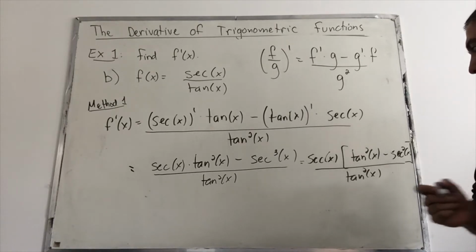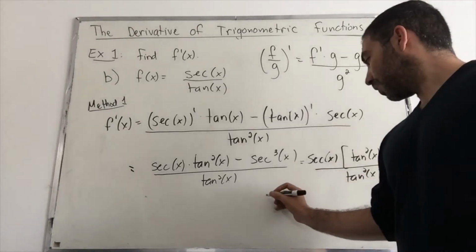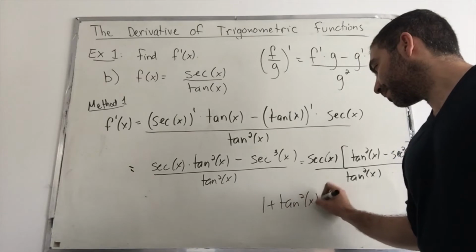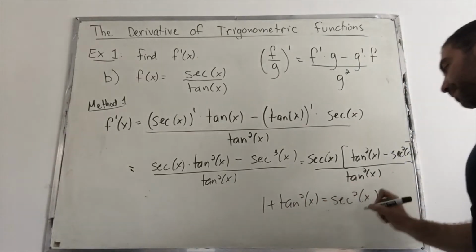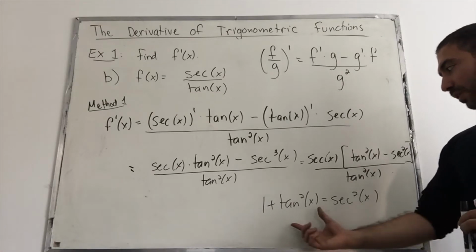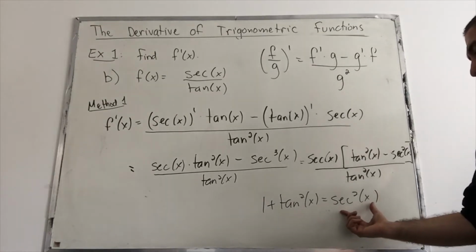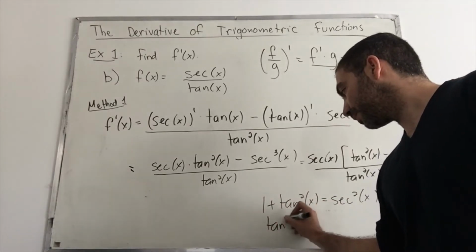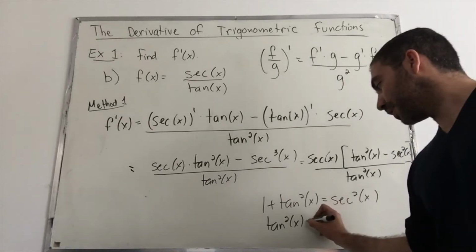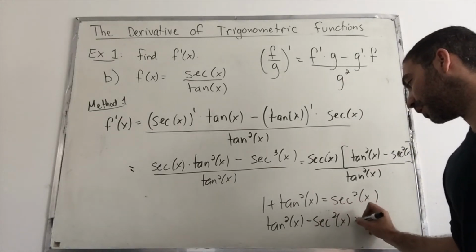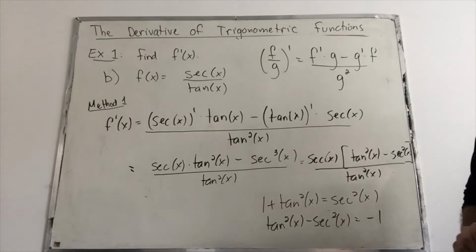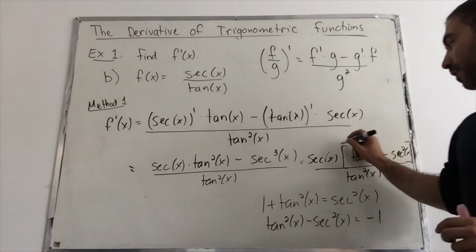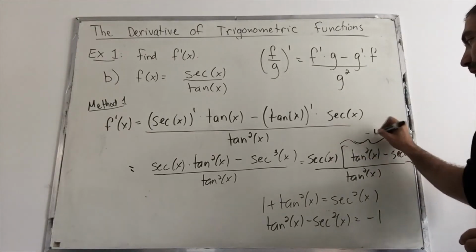Could we use the property? We have a property that's 1 plus tan squared equals secant squared. So if I subtract the secant squared on the left side and move the 1 over, what we get is tan squared x minus secant squared x equals minus 1. So tan squared minus secant squared could be rewritten as negative 1. So this whole piece here is just negative 1.